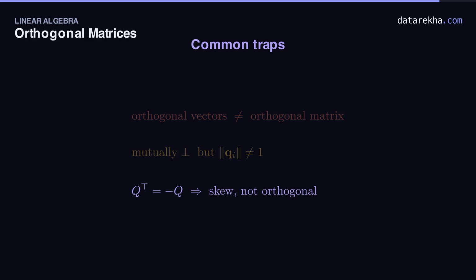Trap 3. Mixing it up with skew-symmetric. Q transpose equals minus Q is a different thing entirely. Orthogonal always means Q transpose Q equals the identity. Trap 4. Assuming the eigenvalues are real. All you truly know is that every eigenvalue has size 1. For a real rotation in the plane, they are complex, cosine theta plus or minus i sine theta, on the unit circle in the complex plane.